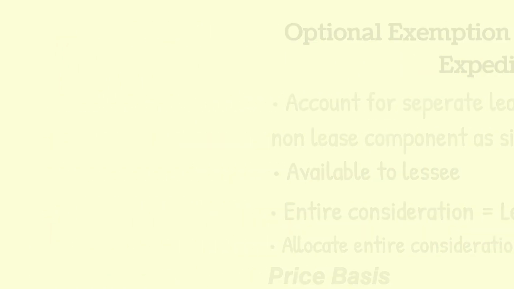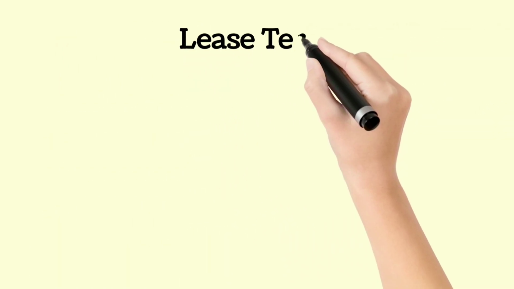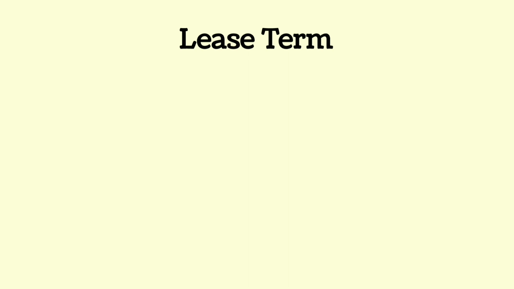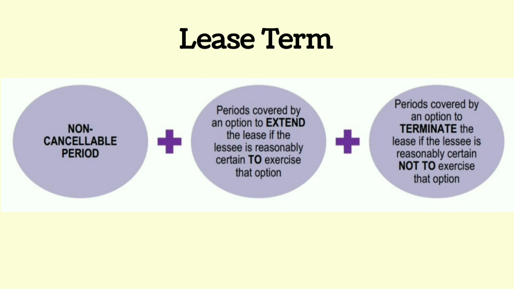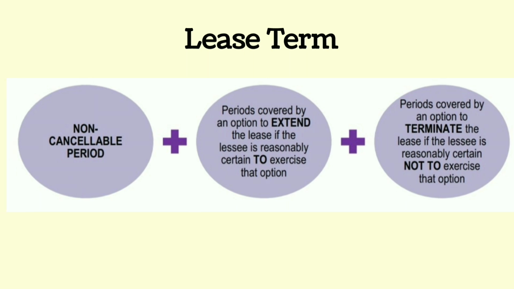Next we come to the concept of lease term. The lease term begins at the commencement date, that is when the lessor makes the underlying asset available for use by the lessee. Lease term is equal to the non-cancellable period, plus the extendable period if the lessee is reasonably certain to exercise the option, and the termination period if the lessee is reasonably certain not to exercise the option. Let's take an example to understand this lease term concept more clearly.